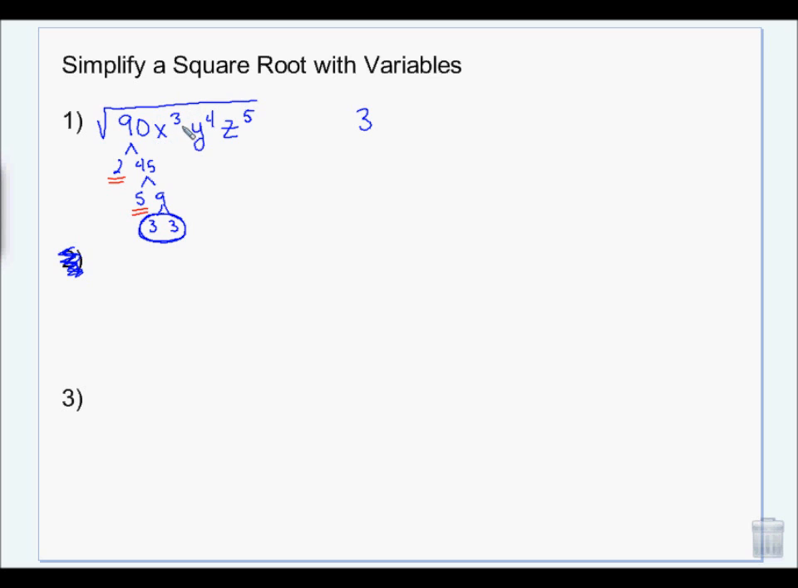Then I have this x to the 3rd. Now how you deal with your variables is you take your exponent and you divide it by 2. And that leaves me 1 with a remainder of 1, right? 2 goes into 3 one time and with a remainder of 1. That means I can bring 1x out and 1x gets left behind.